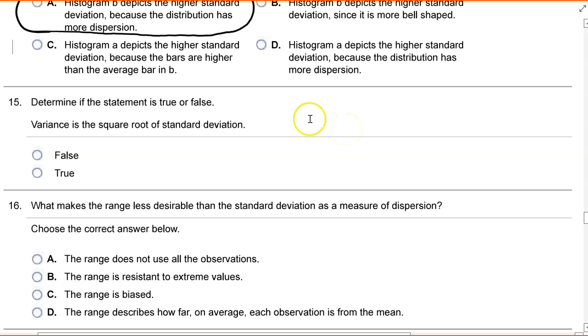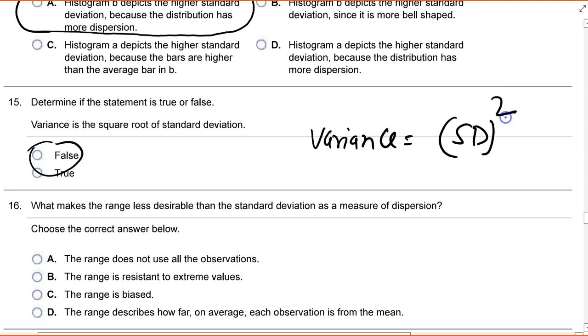Number 15. Determine if the statement is true or false. Variance is the square root of standard deviation. That's false. Variance is the square of the standard deviation, not the square root. Not root. Only the square of the standard deviation. Alright, number 15 done.